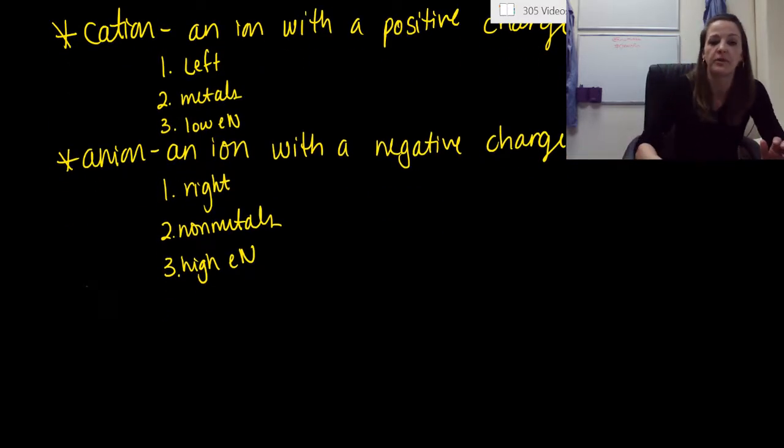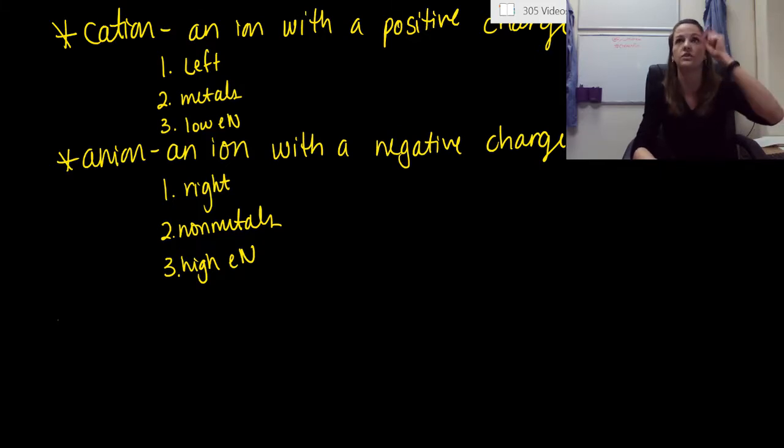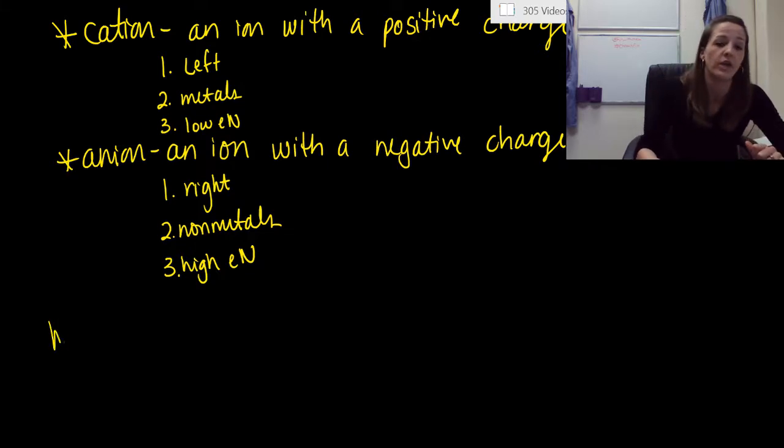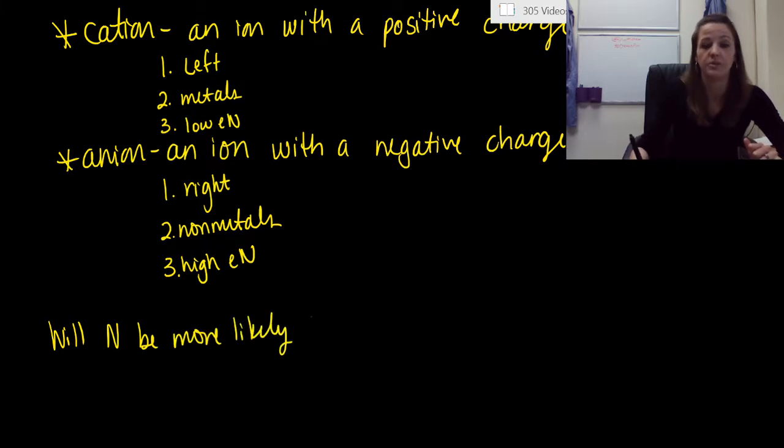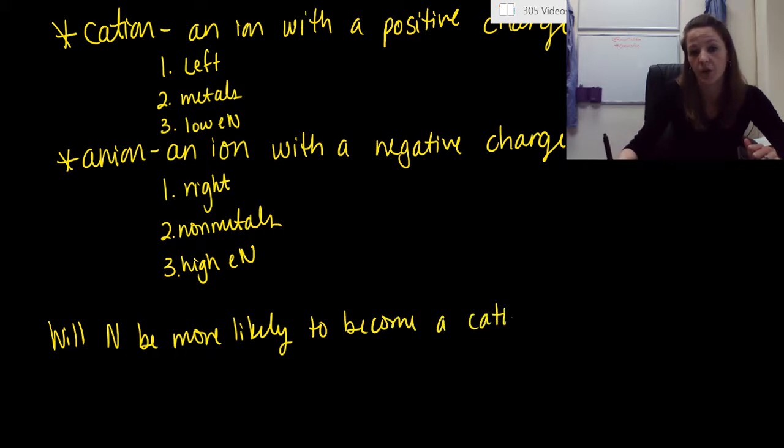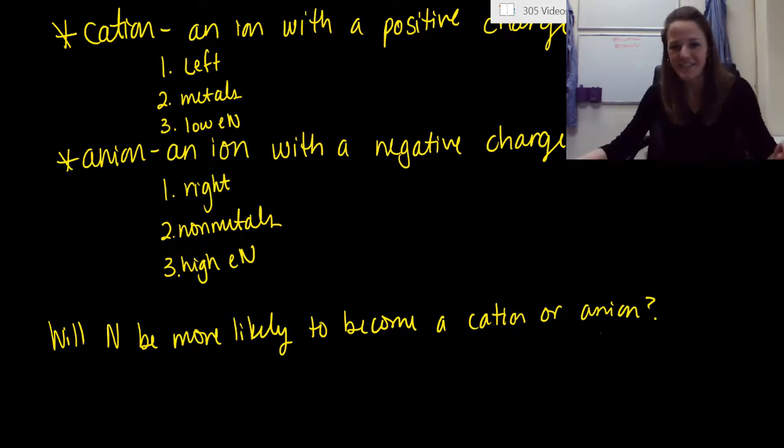So let's go through a couple of examples and see if we can slowly start to learn how to identify these in a quick manner, okay? That's all about speed. So now, will nitrogen be more likely to become a cation or anion? Go. Did you get an answer?